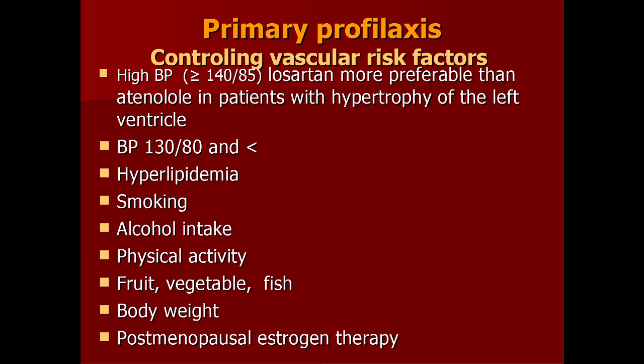Hyperlipidemia should be controlled by statins and diet. Smoking: quitting smoking reduces the risk of stroke twice within 5 years. Alcohol intake, alcoholism leads to angiopathies. Physical activity deficiency, hypodynamia is one of the risk factors that is growing associated with our development. Fruit, vegetable, fish intake, diet control reduces the risk. Reducing the body weight will decrease level of glucose, decrease level of blood pressure, and will decrease the risk. Postmenopausal estrogen therapy also.